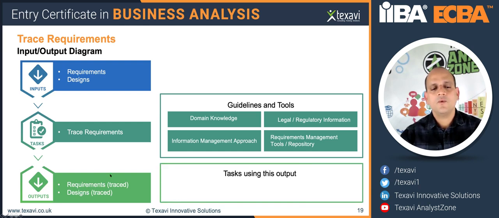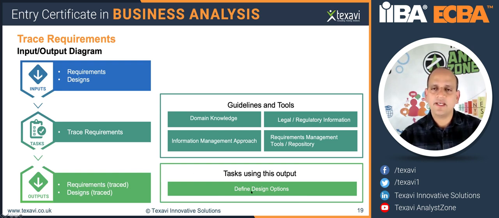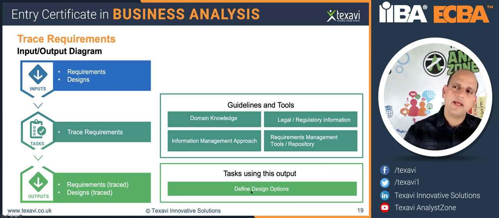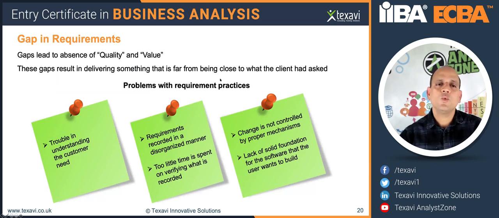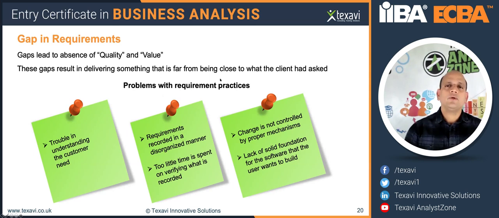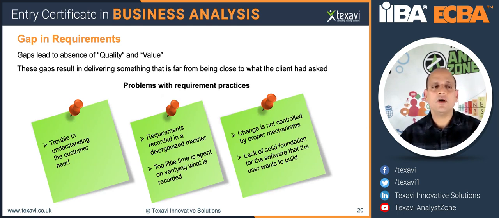And then what are the other aspects related to this one? Obviously, defining the design options would depend on this, because once you have a good idea about the requirements and how they're traced back and forth, you'll be able to come up with the design options at the high level and the low level design and other things. So very important. So what if there is a gap in the requirements? We need to address this before we go to the other aspects. So why do you need traceability? We talked about how traceability of the requirements would help you identify any gaps in the requirements.